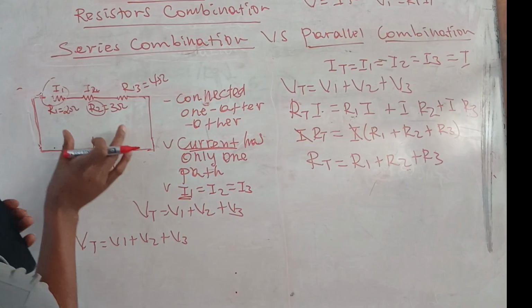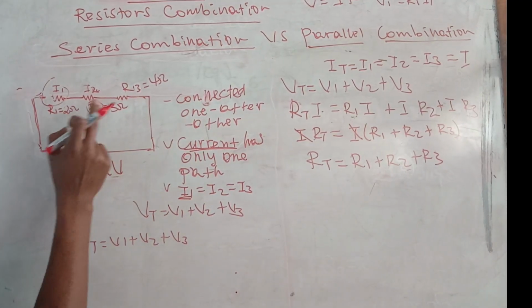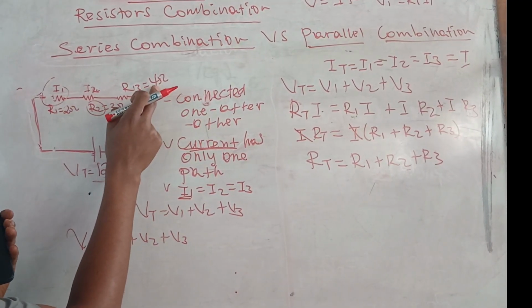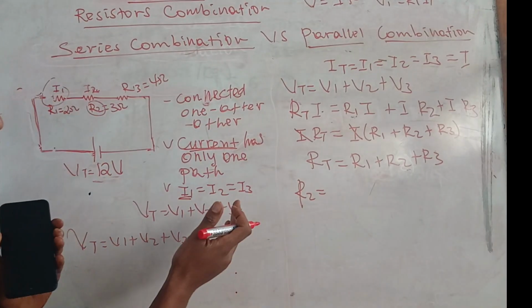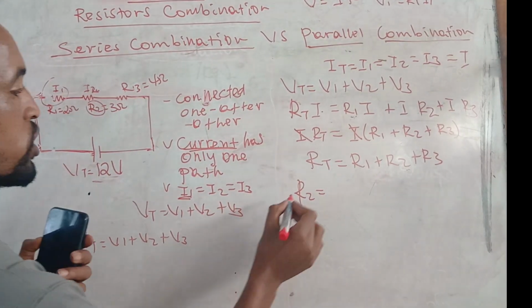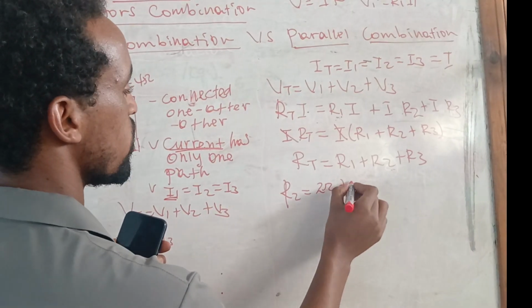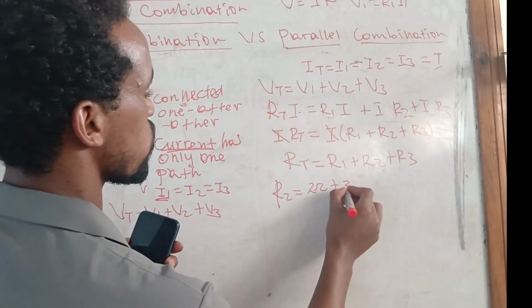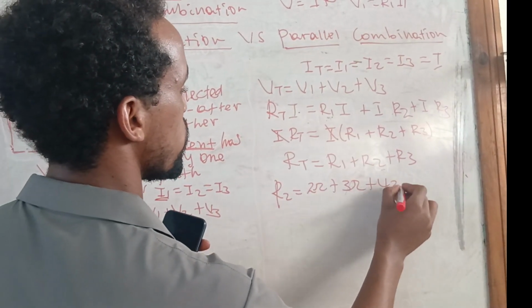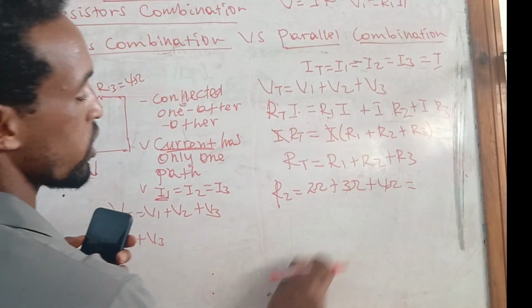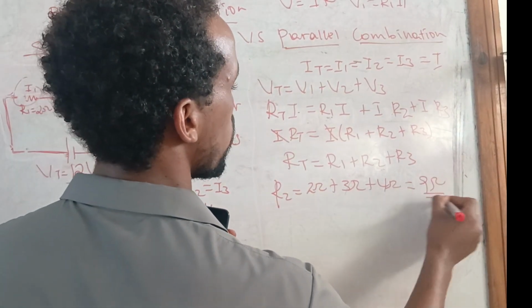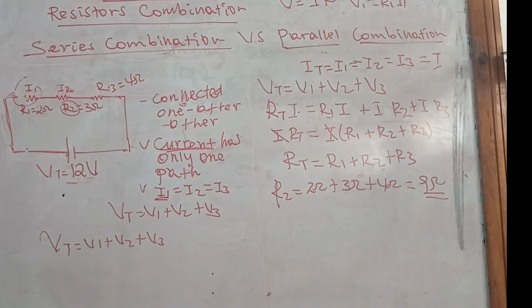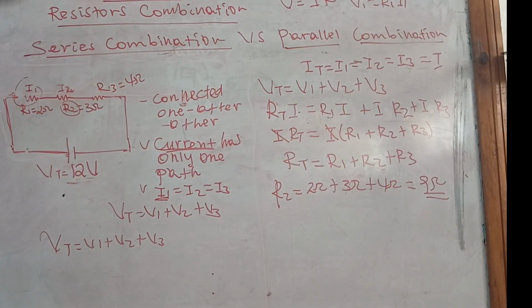So for this circuit, for example, if we have 2 ohm, 3 ohm, and 4 ohm, the total resistance is just the sum of each individual resistance, which is 2 ohm plus 3 ohm plus 4 ohm, which is equal to 2 plus 3 is 5, which is 9 ohm. So 9 ohm is the total resistance through this series circuit.